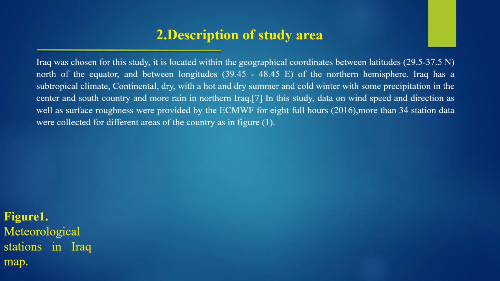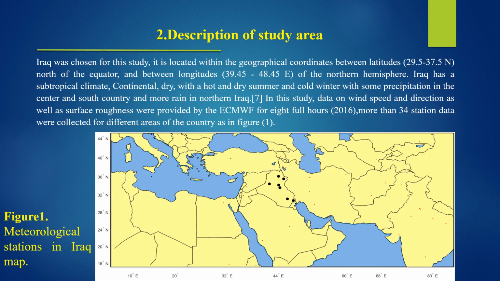Description of the study area. Iraq was chosen for this study. It lies in the Middle East, in the northern hemisphere. Iraq has a subtropical, continental, dry climate, hot in summer and cold in winter, with some precipitation in the center and south of the country, and more rain in the north of Iraq, as shown in this map.